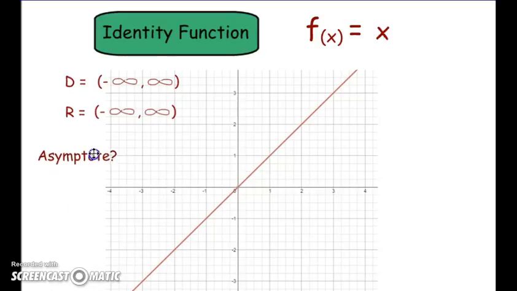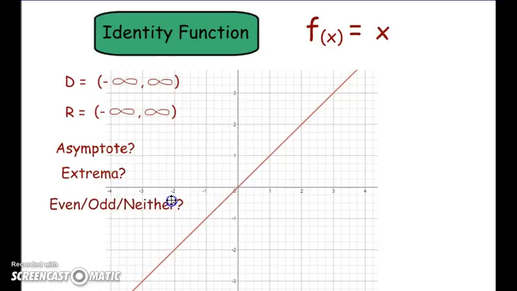We'll ask the questions about asymptotes. Are there any asymptotes? Clearly no. Are there any extrema with the identity function? No, it does not change from increasing to decreasing. And is the function even or odd, or neither? What do you think? Well, since it has symmetry about the origin, it has origin symmetry. You fold it along the x-axis and then again the y, it would fall on itself. So it is an odd function.